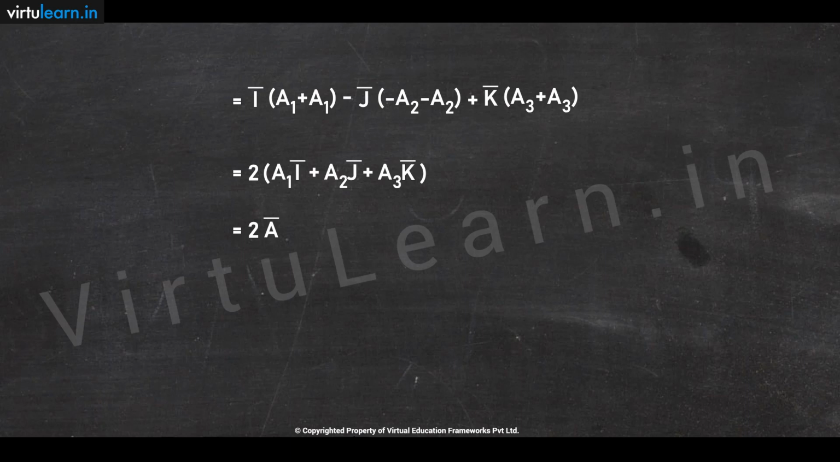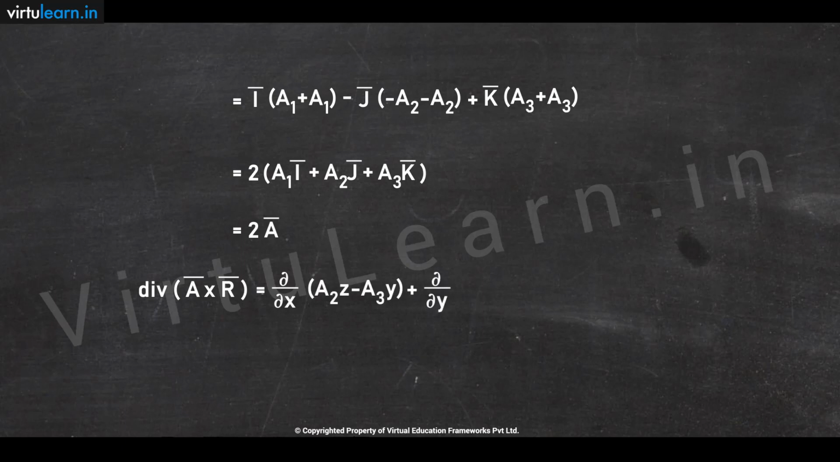Let's now determine the divergence of this vector. Divergence of any vector is dou by dou x of the first component plus dou by dou y of the second component plus dou by dou z of the third component. So, divergence of a bar cross r bar is dou by dou x of a2z minus a3y plus dou by dou y of a3x minus a1z plus dou by dou z of a1y minus a2x.